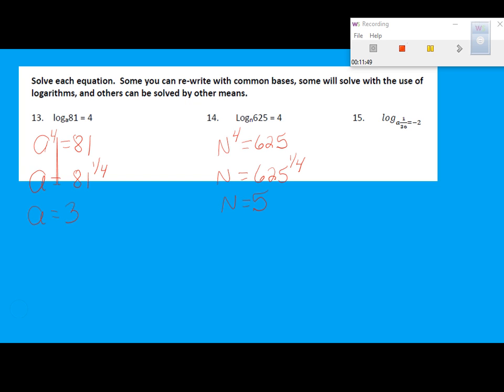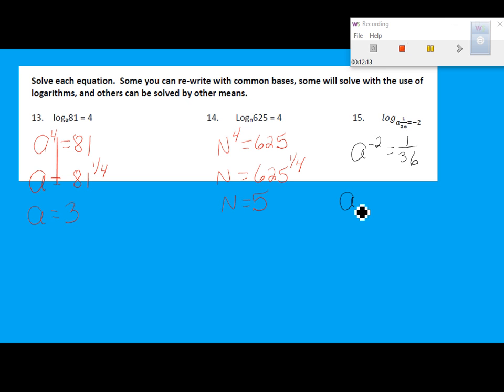Here goes my number 15. I got log base A of 136 equal negative 2. So it's going to look like this: A to the negative 2nd equal 136.